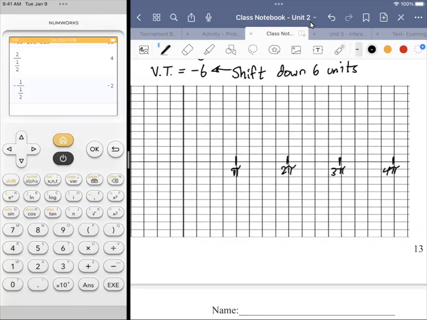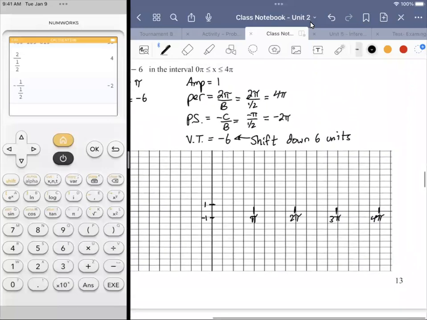All right. So the maximum of my intermediate graph is going to be 1. Now, the period is 4 pi, which means that it's going to take 4 pi radians to go 1 full cycle of this cosine wave. So the quarter way point is actually going to be at pi. The halfway point will be at 2 pi. The 3/4 way point will be at 3 pi. And the end point will be at 4 pi. So I'm going to do a quick dash curve here.